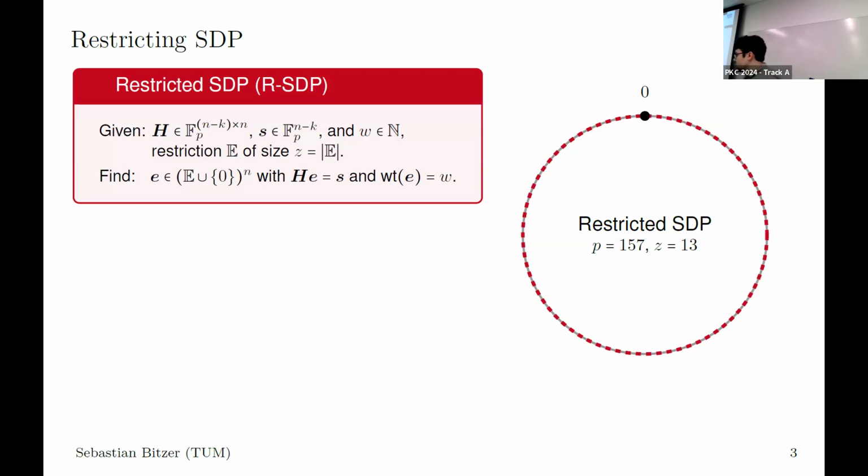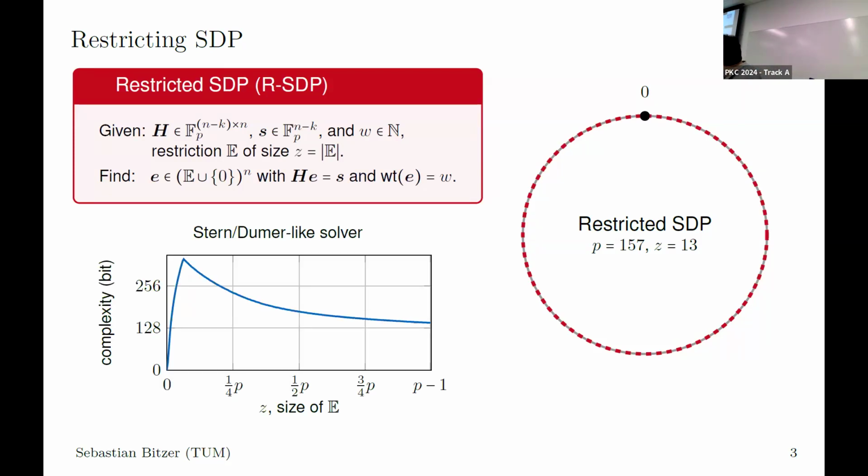This impacts the complexity of solvers, which I'd like to show you down here. You can see the complexity of a Stern-Dumer-like algorithm for different sizes of E. You can observe that in the case of classical SDP, the algorithm is able to exploit the sparsity of the solution. As we decrease z, the error rate grows, and therefore also the complexity increases. The maximum is reached approximately when full weight errors are guaranteed to be unique with good probability.